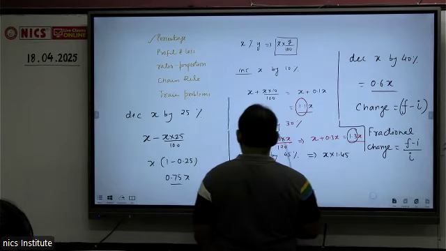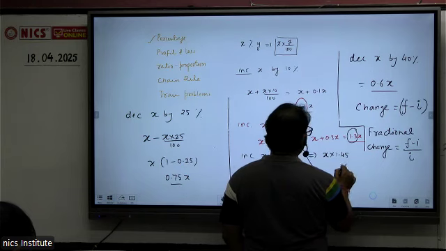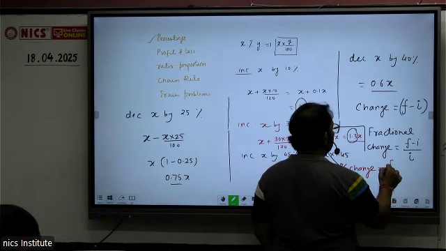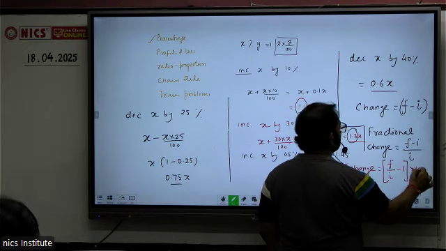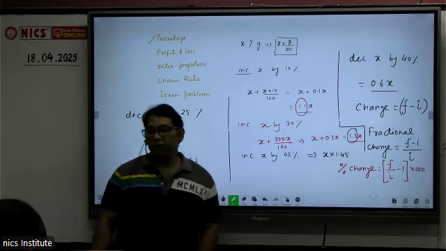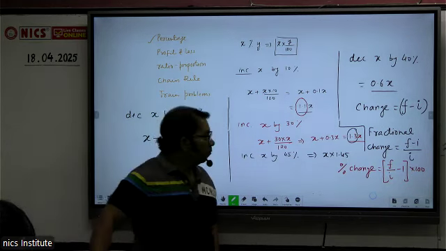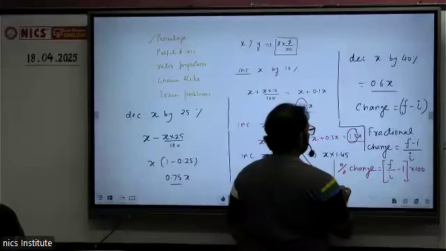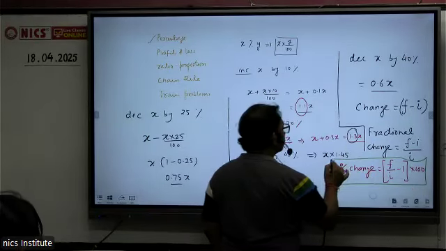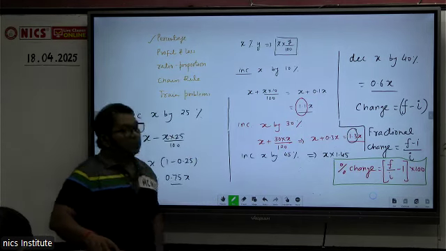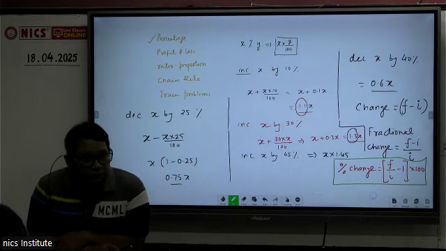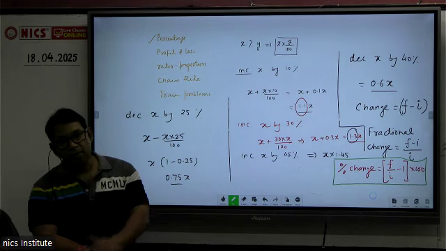And percentage change, what will be the percentage change? Percentage change in any quantity will be final by initial minus 1 into 100. Remember this formula. So whenever you want to calculate percentage change, the formula would be final by initial minus 1 into 100. Change is always final minus initial. Fractional change would be final minus initial by initial, and the percentage would be simply multiplied by 100.